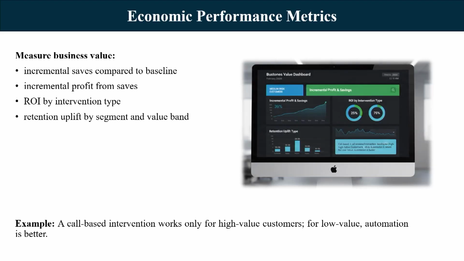The next category of metrics that can be put under the customer churn dashboard is the economic performance metrics. Basically, these metrics look into the financial variables. They look into the business values. So, one of the business values that we have discussed in the last classes, incremental savings compared to the baseline. What happens in absence of this intervention and what happens in presence of these interventions.